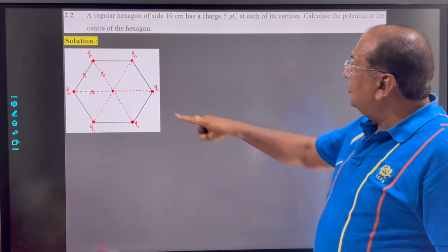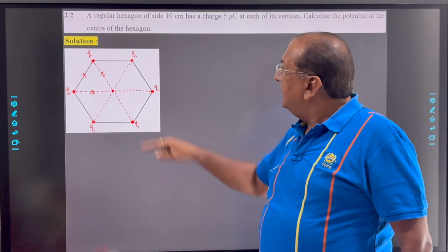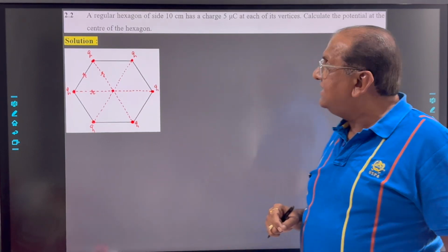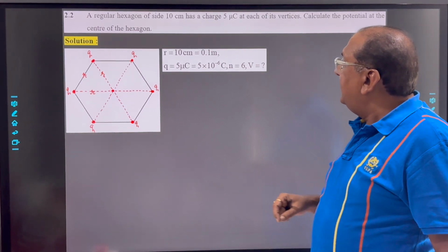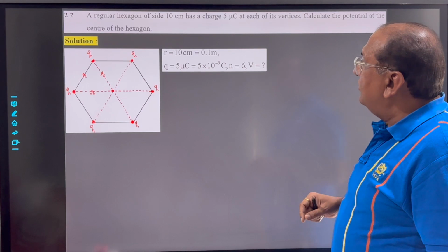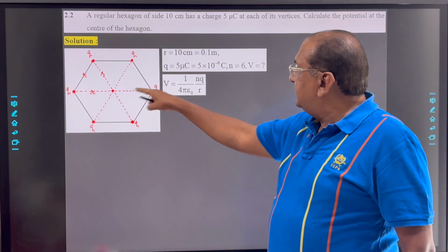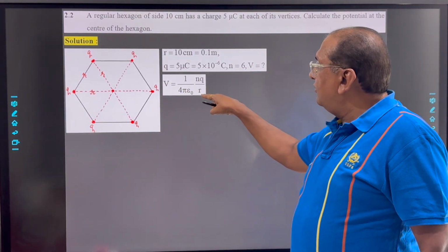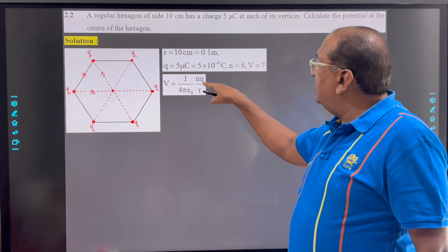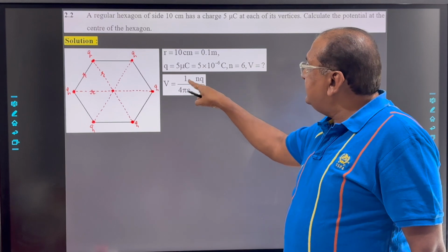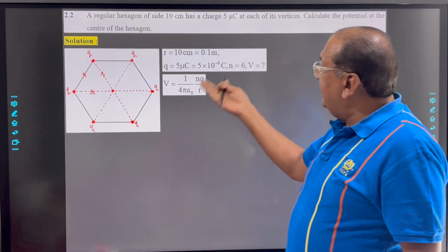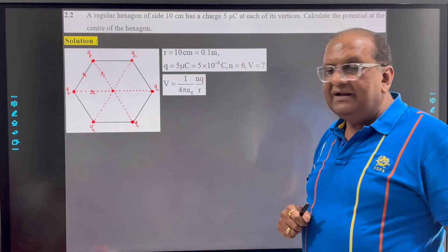Now here total 6 charges are there. For any one charge the potential at the center is kq by r, and total number of charges is 6. So total electric potential is 1 upon 4 pi epsilon 0 n q by r. So for one charge it is 1 upon 4 pi epsilon 0 q by r. For n charges multiply by n.